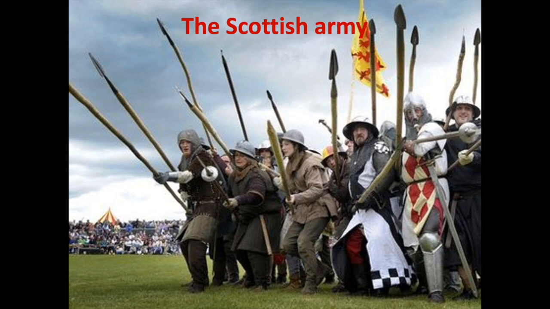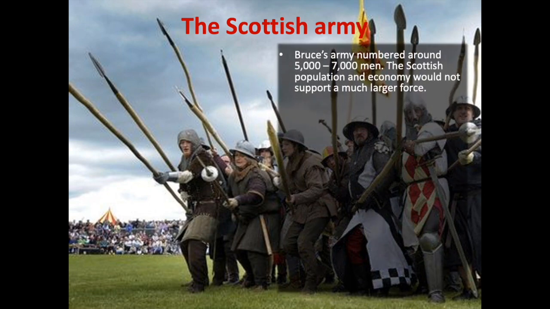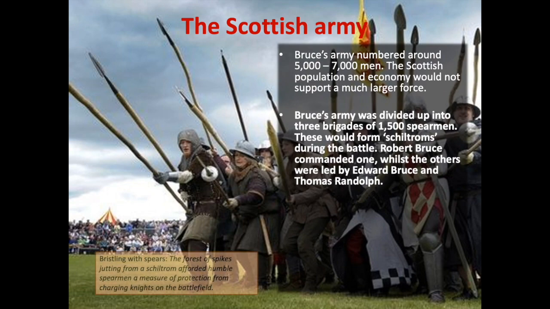Now, in contrast, let's see what the Scottish army had to bring to the battlefield. Bruce's army numbered around 5,000 to 7,000 men. The Scottish population and economy at the time would not support a much larger force. Bruce's army was divided up into 3 brigades of 1,500 spearmen. These would form schiltrums during the battle.